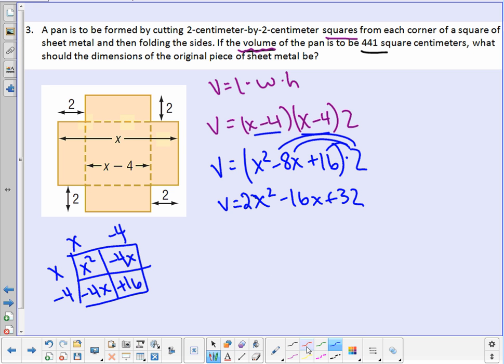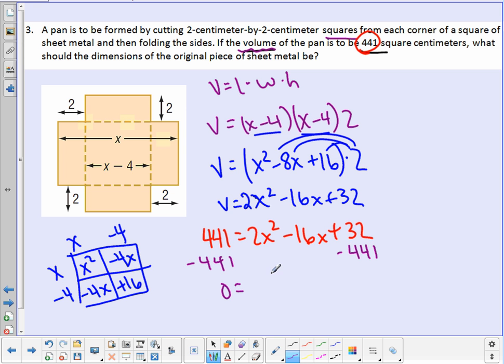All right, now the next thing that I'm told, I know the volume. I can plug it in for v. 441 is equal to 2x squared minus 16x plus 32. I'm getting closer. I'm almost ready to solve this. So now I'm going to subtract the 441 so that it's equal to 0, and I can solve it from there. So I have 0 equals 2x squared minus 16x, and then 32 minus 441 gives me negative 409.